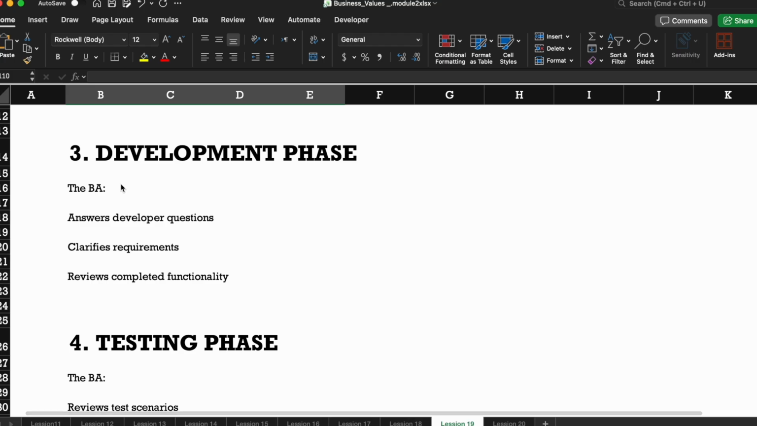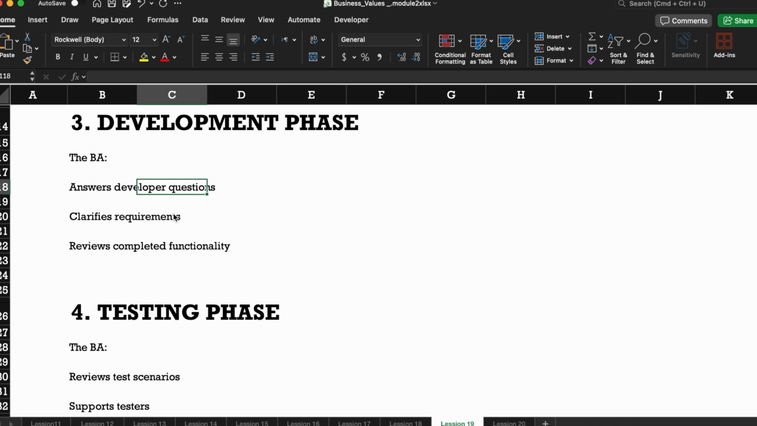Third one, development phase: answer developers' questions. Once your user story is created, you groom it, we plan it, and it's pulled into a sprint. Now developers start coding it. Developers might have some questions, so you clarify the requirements and review the completed functionality. Once the tester has tested, it goes to done, and we have the sprint review where you show it to the stakeholder, the stakeholder gives feedback, and the user story is closed.